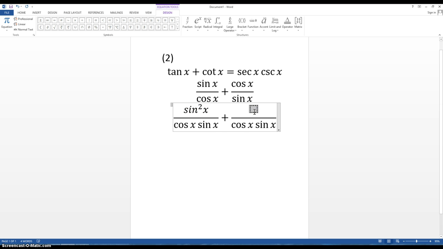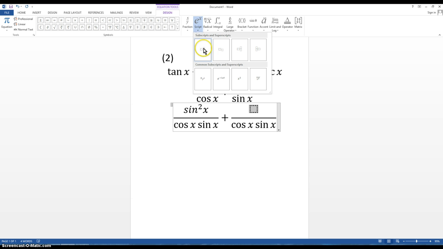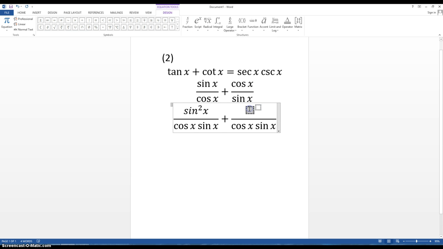Alright, now let's look at our second part. Our second part, the bottom is cosine of x, sine of x. If we divide that by sine of x over here, what are we left with? We're left with cosine of x. Now what is cosine of x times cosine of x? Cosine squared of x, correct. So we have cosine squared of x.